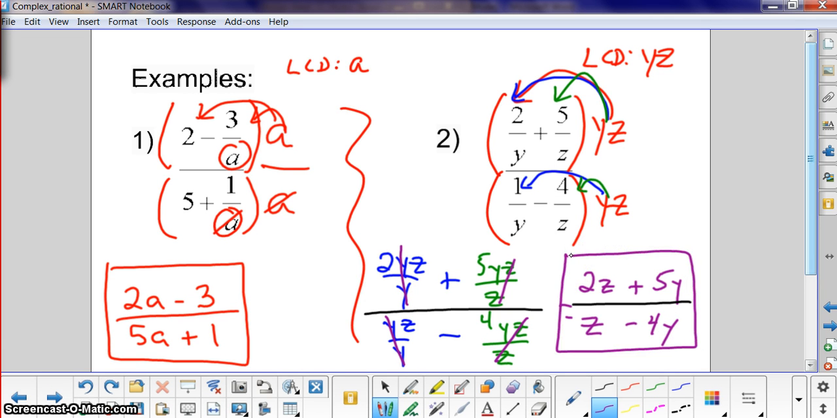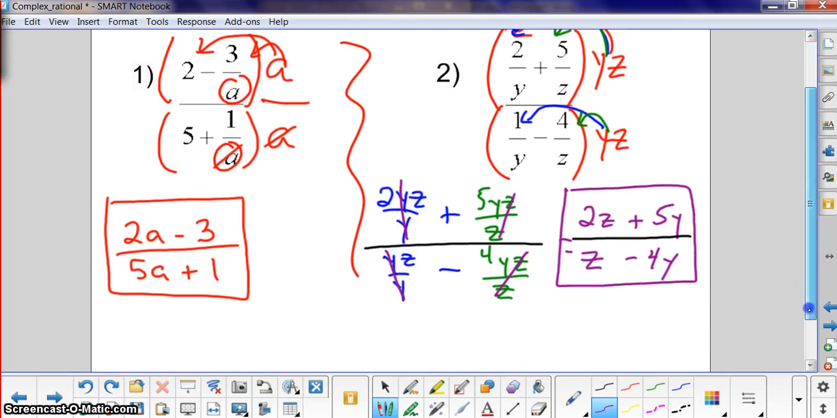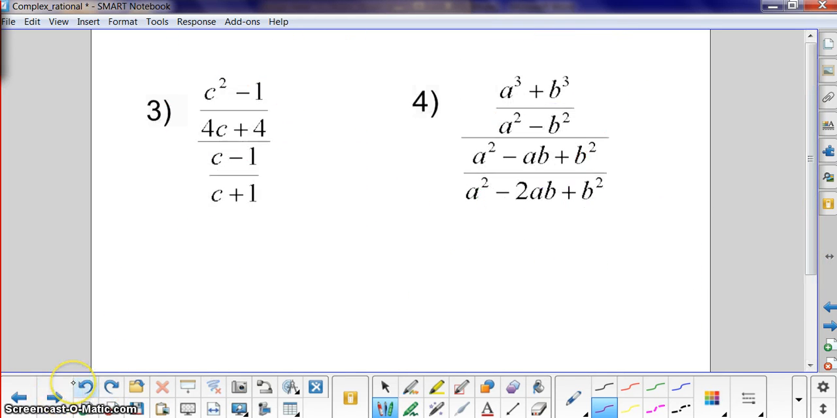That's simplified. The z's can't cancel because of this addition sign and subtraction sign. 2z is not a factor of the polynomial. 2z is a term, and so none of these are factors, except for the whole thing, and the whole thing doesn't reduce. So we're done right here. That would be a final product for problem number 2.